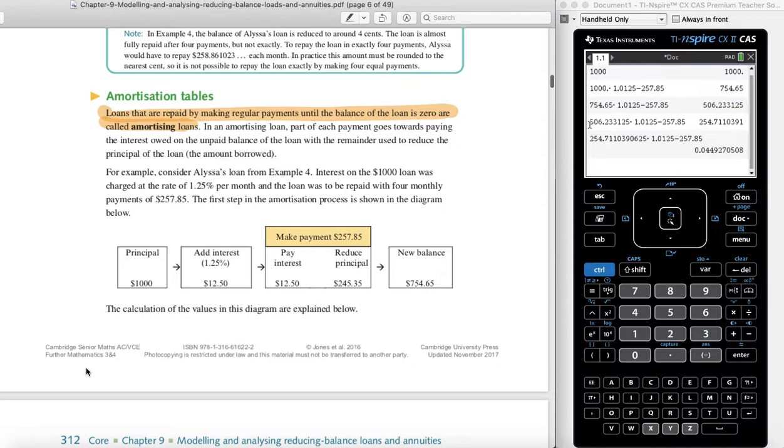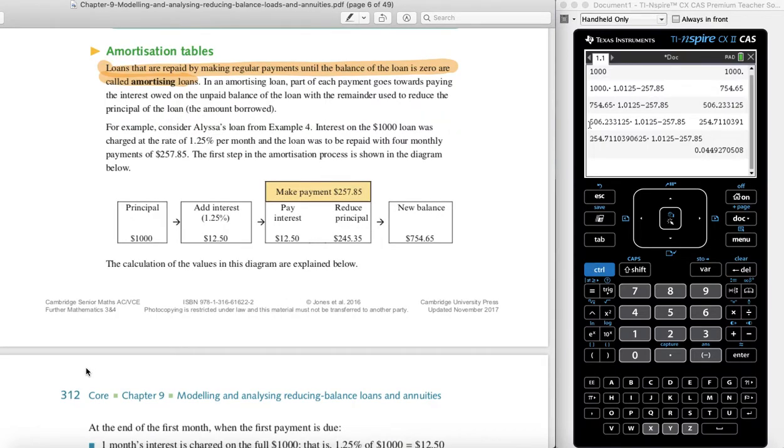And then we get into a part that should be simple, but a lot of students struggle with. It's amortisation tables, and they are loans that are repaid by making regular payments until the balance of the loan is 0, and that's basically it. And what we've done here is what happens in these tables. So same thing. So let's have a look at Alyssa's loan from example 4.